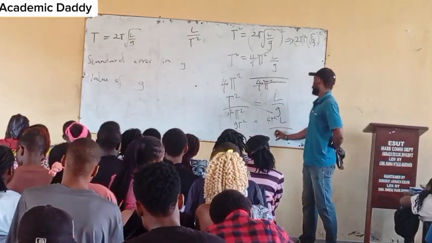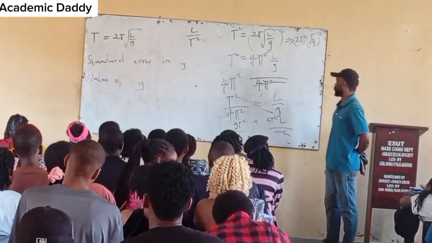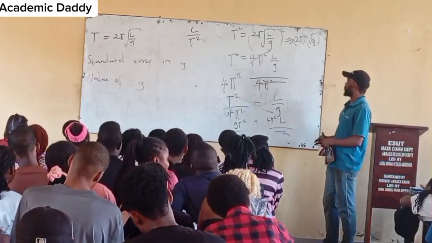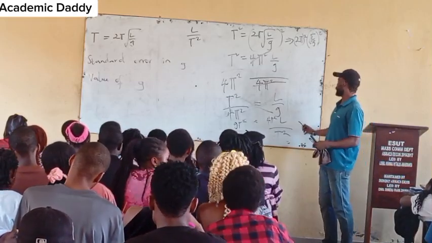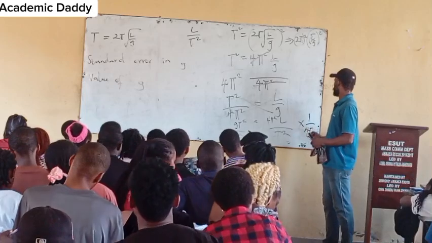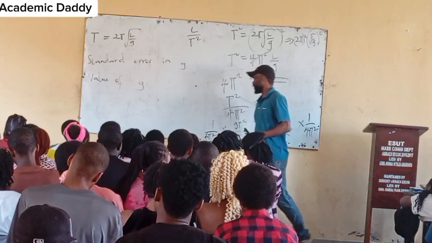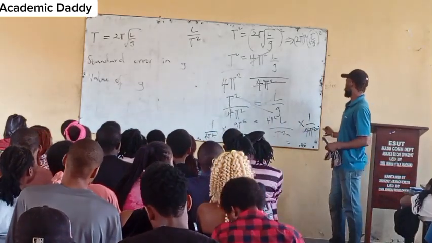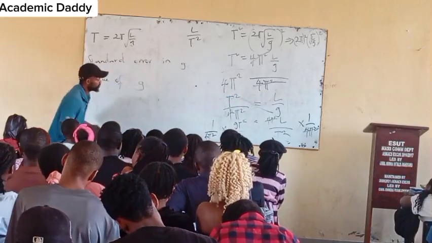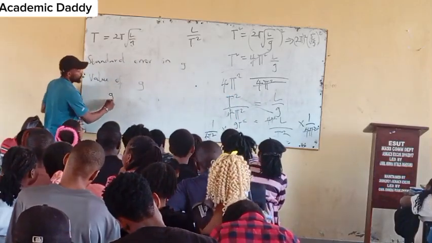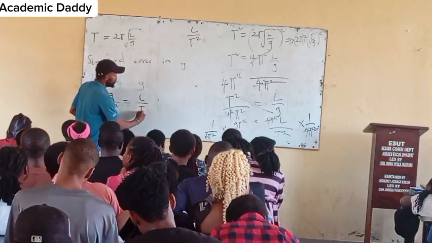This will cancel this. And I can still multiply both sides by 1 over 4 pi squared, so that this can cancel this, and I'm left with G over 4 pi squared equals L over T squared.